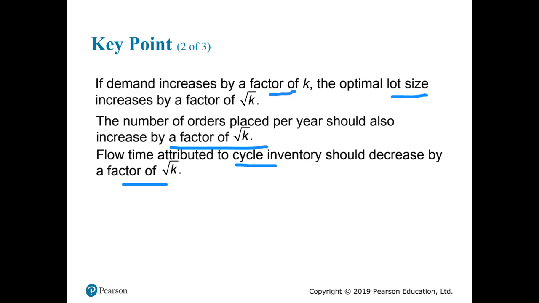Right. So if the demand decreases by a factor of K, the optimal lot size also changes by a factor of K. Suppose the demand decreases by a factor of K, this means that it will have an effect on the order size as well. So when demand grows or shrinks, the optimal order quantity changes, but less than proportionally.